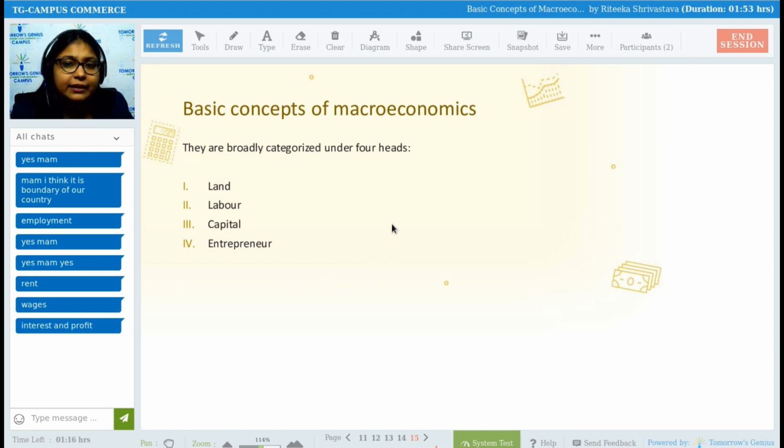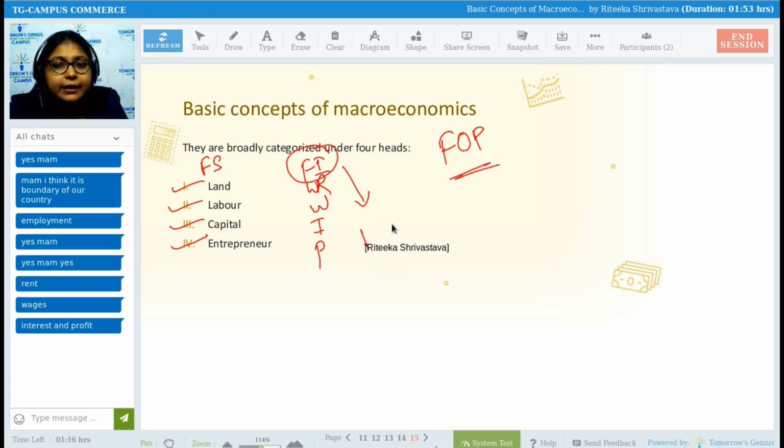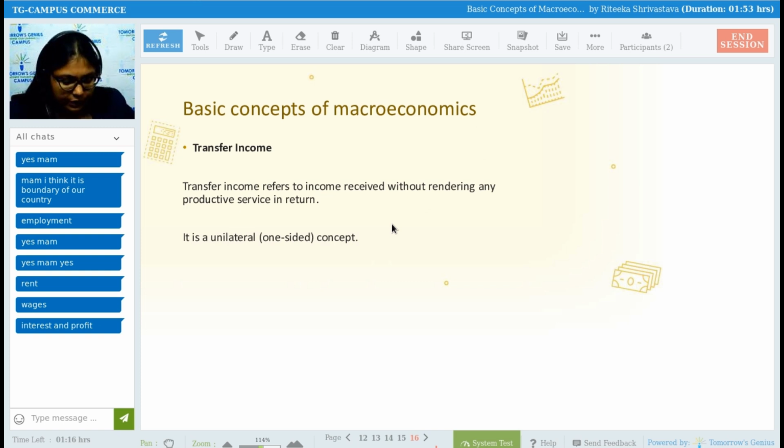So factors of production are broadly classified into four heads: land, labor, capital and entrepreneur. These are nothing but factor services. Then what would be factor income? Factor incomes are rent, wages, interest and profit. This is what factor income is. And factor income will always be included in national income. That was our next term, factor income.